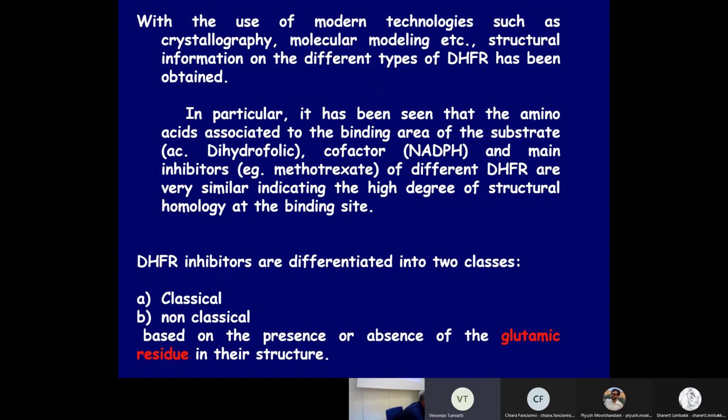If you remember, tetrahydrofolic acid is formed by three basic units: the pteridine group, the para-aminobenzoic group, and the glutamic acid residue. These three units form the tetrahydrofolic acid. The presence or the absence of the glutamic residue is responsible for these two different classes.